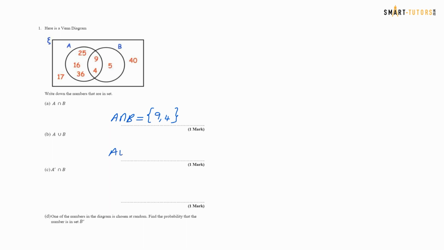A union B. A union B means everything in the A circle and the B circle. Everything in the A and B circle. So curly bracket start 25, 16, 36, 9, 4, 5. Curly bracket closed.